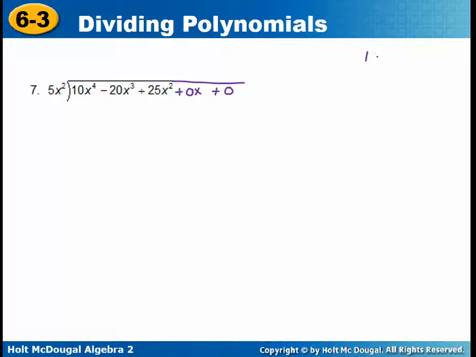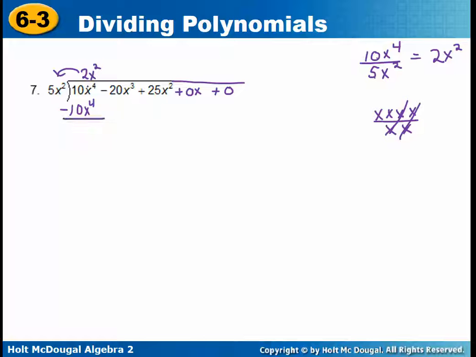So we have to think about what is 10x to the 4th divided by 5x squared. So x to the 4th is x times x times x times x, and x squared is x times x. So these would cancel, and you'd be left with x squared for the variable part. And 10 divided by 5 is 2. So this would be 2x squared. And then we multiply back. Now this time there is not a binomial here, so you just multiply these 2x squared times 5x squared, and that would be 10x to the 4th. And then we subtract, and there won't be anything left there.